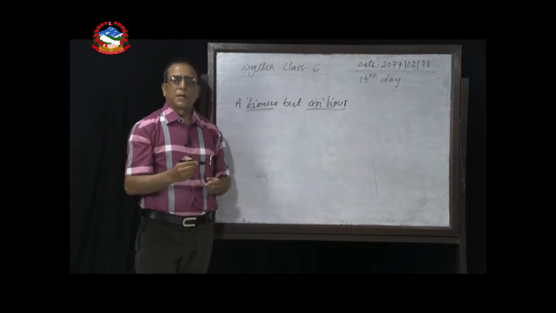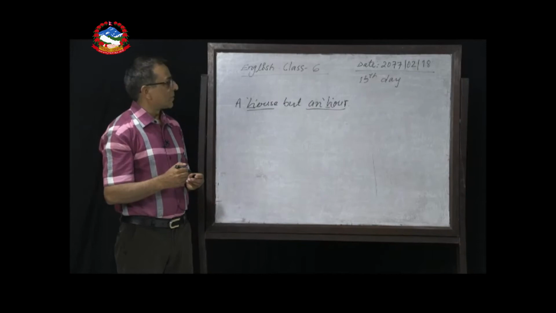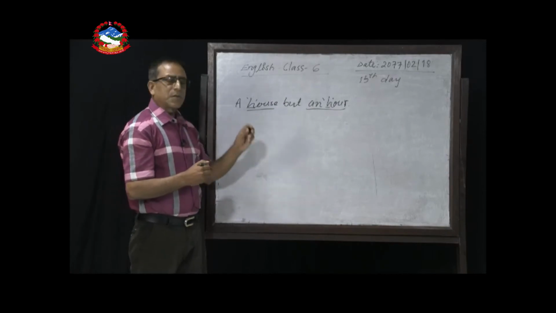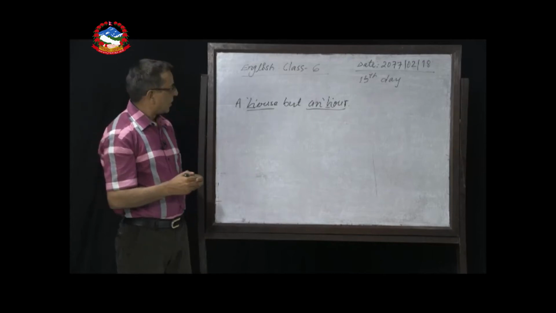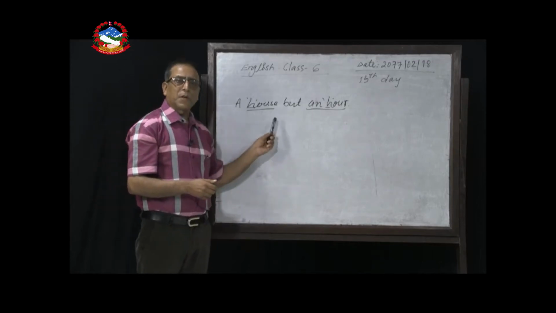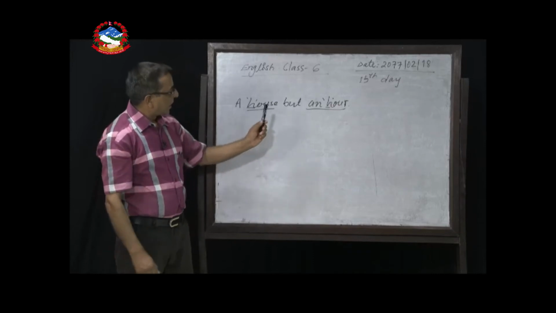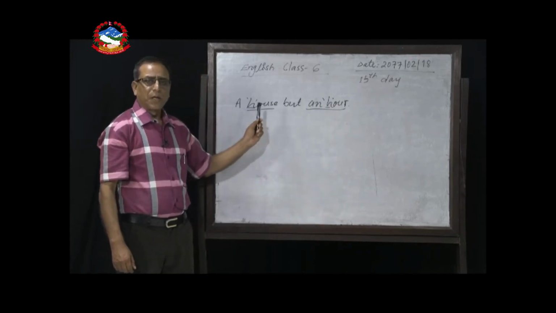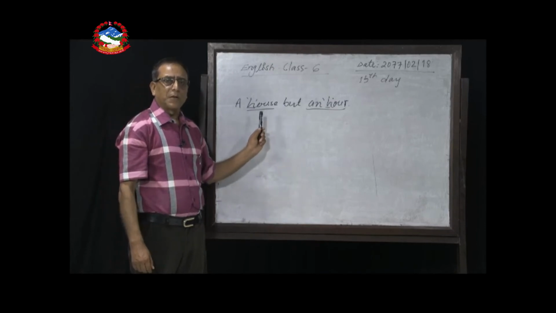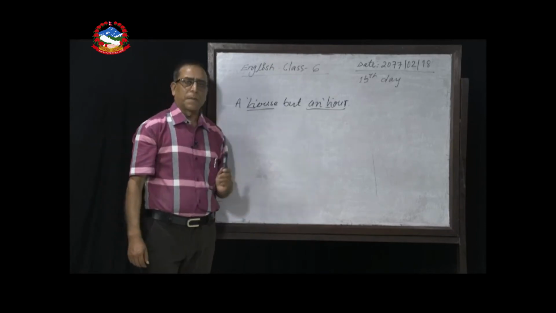Hour is pronounced as a vowel, house is pronounced as a consonant. So, before house we use a article, and before hour we use an article, because the H at the beginning of hour is silent.